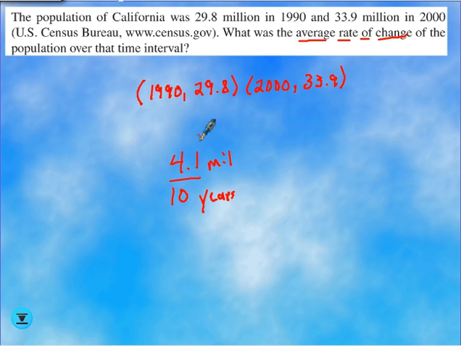Again, guys, all this says is over the course of 10 years, your population grew 4.1 million. That's it. Okay. Slope, though, guys, slope is a rate. 4.1 million people over the course of 10 years. And if you want to divide that, I believe that'd be 0.41 million per year.